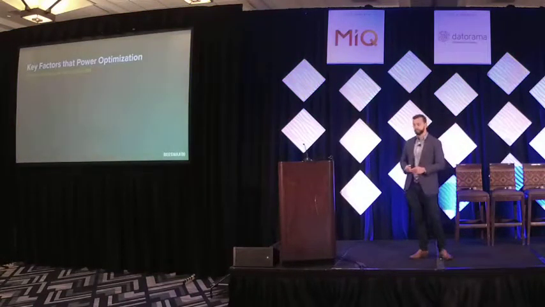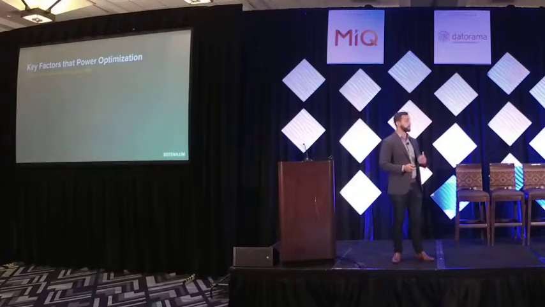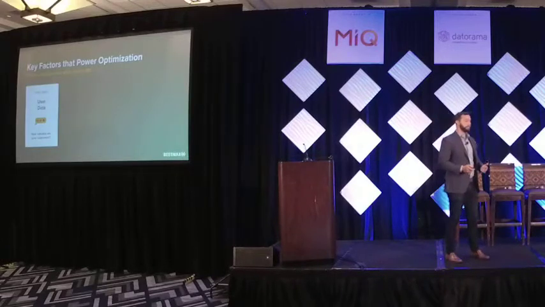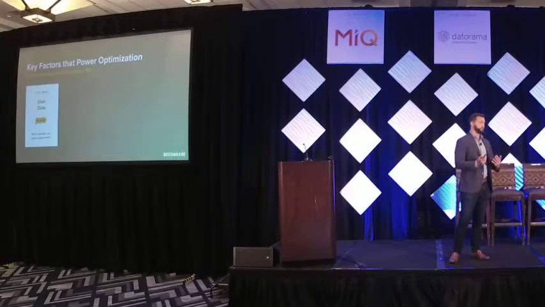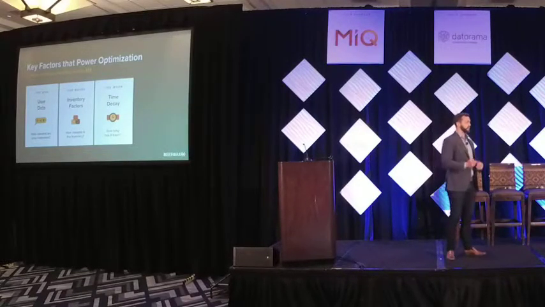So what are the key factors of power optimization? Well, we break it down to the who, the where, the when, and the dollars. So starting off with the who, it often comes down to your users, your first-party data, making the most use of that. The where, these are various inventory factors where you're actually placing the ads. The when, which is time decay.